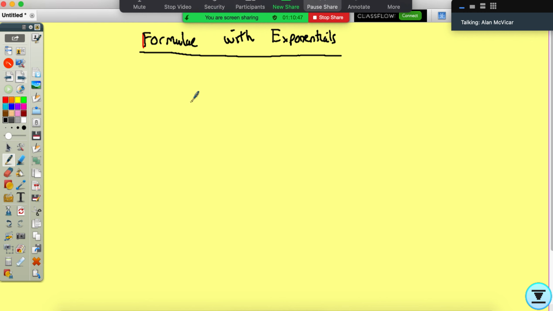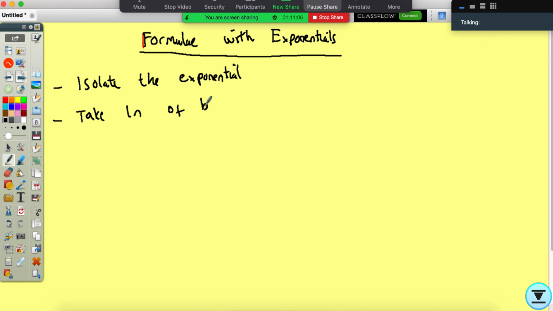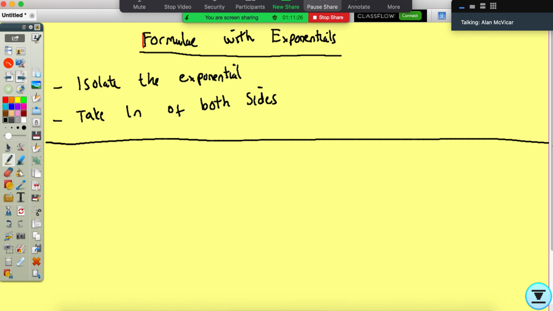Right, so just like we did with logs, we're going to isolate the exponential and then take ln of both sides. Okay, so you want to isolate the exponential if you can, and then take the natural log ln of both sides. And as I said, I think these are actually nicer and easier than the last lot, and they're more useful.